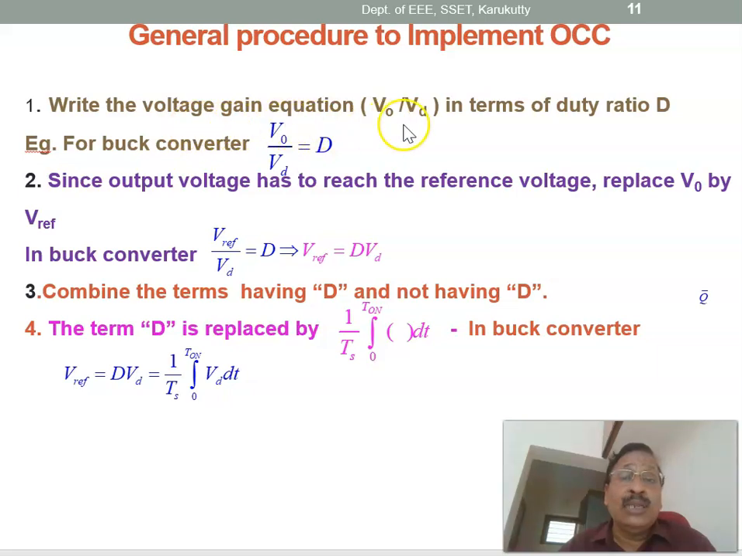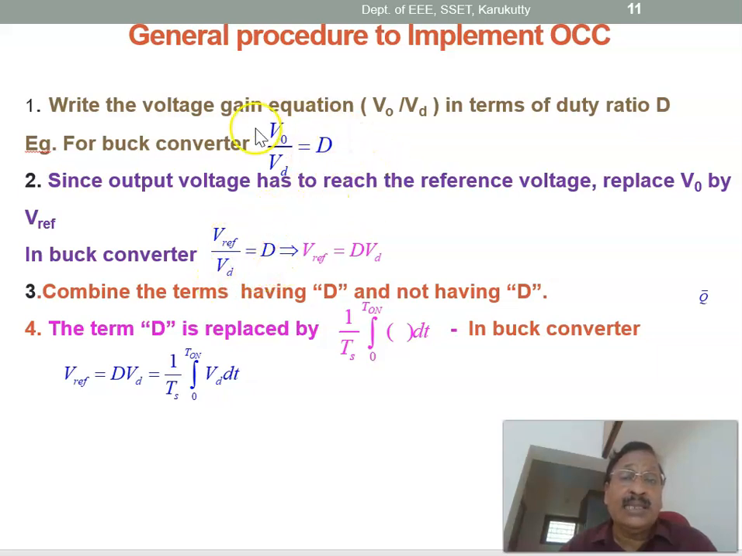First thing, write the voltage gain equation, that is V0 by Vd, in terms of D, the duty ratio or duty cycle. For a buck converter, the basic equation is V0 by Vd equal to D. If it is a boost converter, we have V0 by Vd equal to 1 by 1 minus D. Whatever the converter, you first write the corresponding voltage gain equation. Since we want an output voltage same as the reference voltage, we replace V0 by V reference. Therefore, the next equation becomes V reference divided by Vd equal to D.